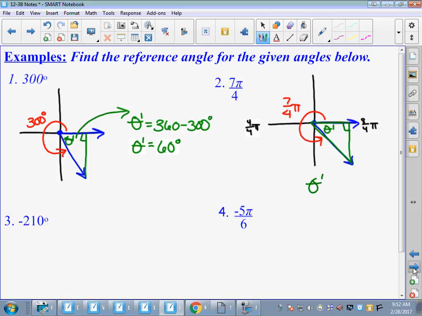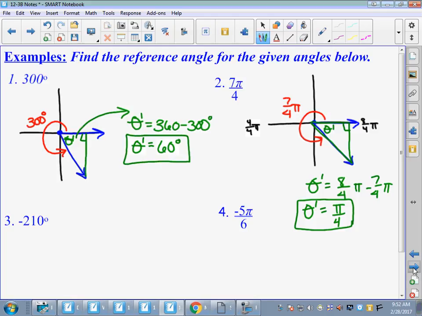Since I'm dealing with radians, I need to subtract theta prime from 2 pi. Now, it's a little bit easier. You can say 2 pi, or you can say 8/4 pi, because that is 2 pi. Take away 7/4 pi, and theta prime then is equal to pi over 4. You should always get an acute angle for theta prime. So if you don't get an acute angle, you did something wrong in your calculations. You should always get a positive acute angle that belongs in quadrant 1.